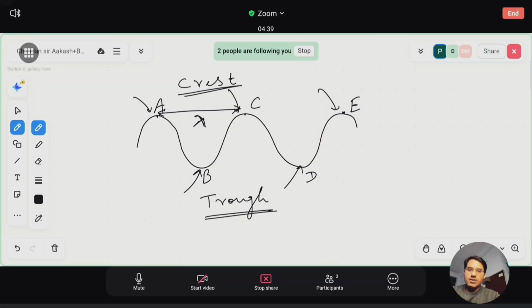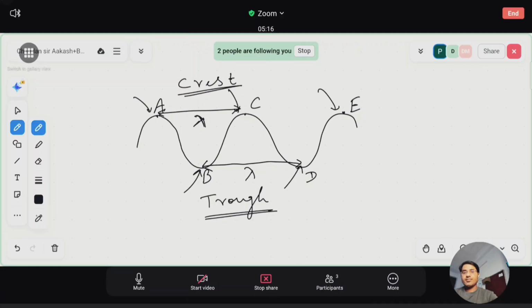And what about the distance between B and D? What should it be called? Distance between B and D, two consecutive troughs. Distance between B and D should also be called wavelength. Isn't it, Deepak? This is also wavelength. So the distance between two consecutive crests or the distance between two consecutive troughs, both are equal and both are called wavelengths.